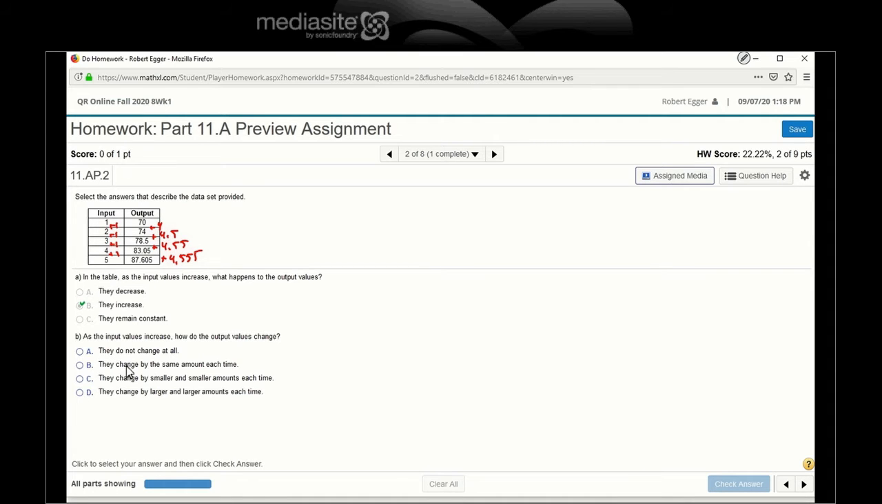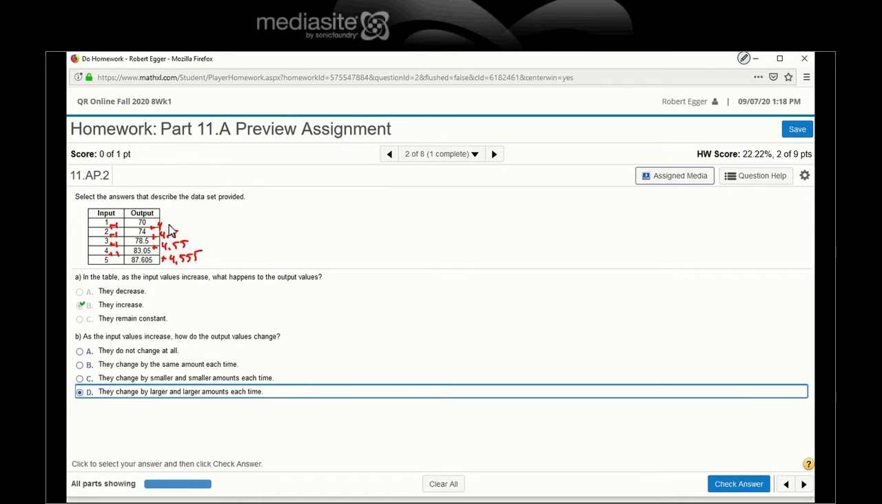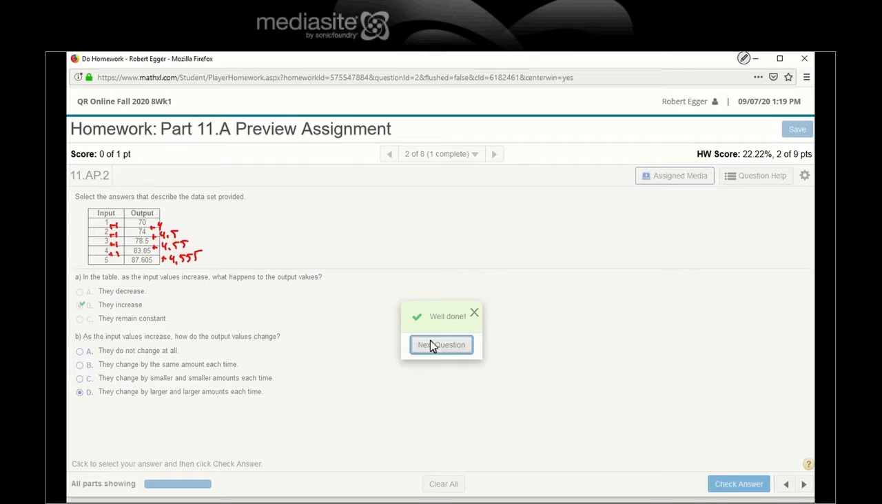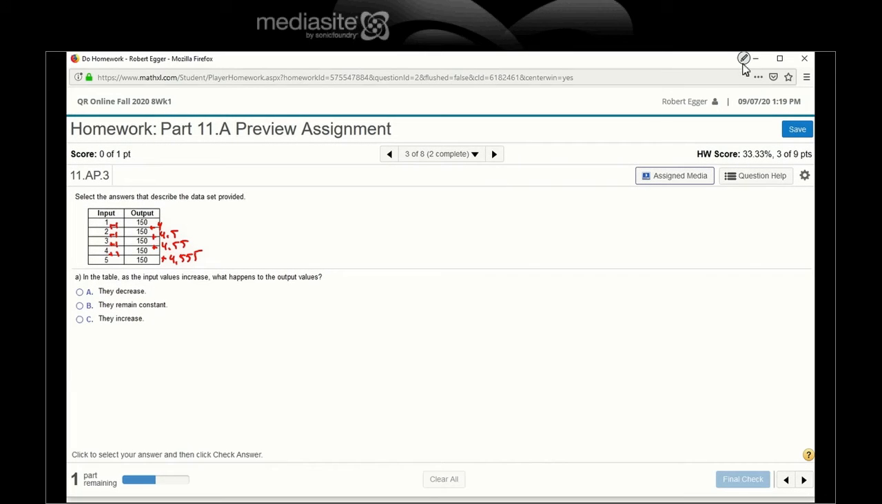Nope. Change by the same amount? Nope. Change by smaller and smaller amounts? No. Change by larger and larger. 4.5 is bigger than 4. 4.55 is bigger than 4.5. 4.555 is bigger than 4.55. So each time it's getting larger, and each successive increase is larger than the last. Yes, excellent.